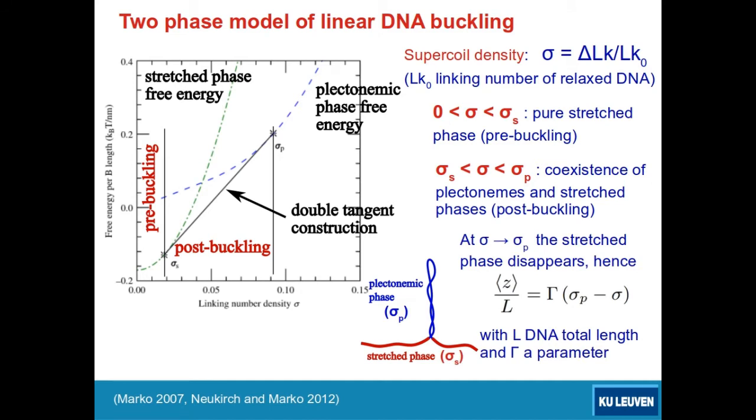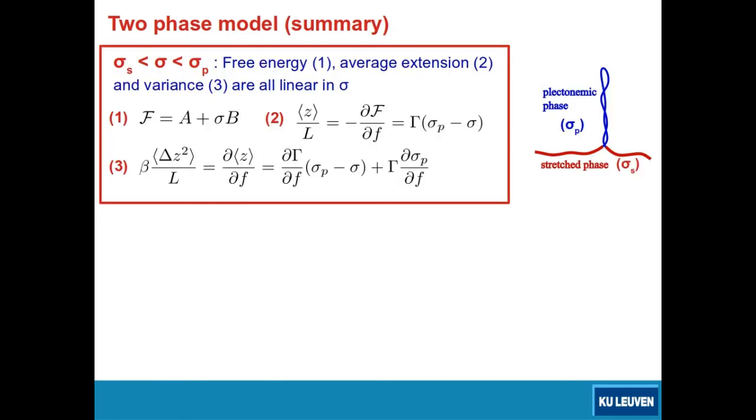The expression for average Z shown here is derived from the two-phase model. It is characterized by two parameters, gamma, the slope, and sigma p. The figure at the bottom of the page represents the two-phase model with the stretched phase shown in red and the plectonemic phase in blue. The two phases are characterized by average supercoiling density, sigma s and sigma p respectively.